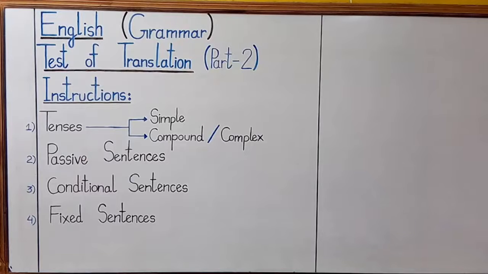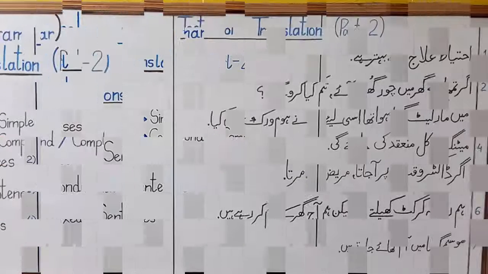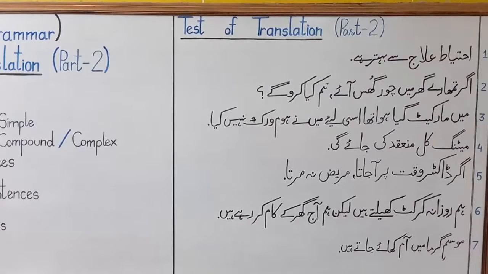Today, what I'm going to do is, I'm going to ask you mixed sentences of all these 4 types of sentences: tenses, passive, conditional and fixed. You people have to identify whether this sentence belongs to tenses, passive, conditional or fixed, and accordingly you will translate them into English. Let's start test of translation part 2. Here you are. Test of translation part 2.